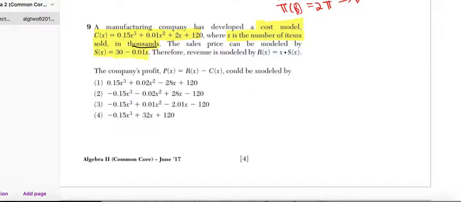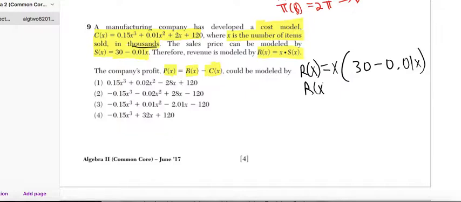Therefore, the revenue is modeled by R of x, R for revenue, equals x times S of x, where S of x was given, right? The company's profit, P of x equals R of x minus C of x, can be modeled by, so they want to say which of these is equal to P of x. So first thing is we want to simplify R of x, right? So if R of x is equal to x times S of x, then we're going to multiply x by all the terms of S of x, which isn't a lot, 30 minus 0.01x. So we distribute the x and we get R of x equals 30x minus 0.01x squared, right?